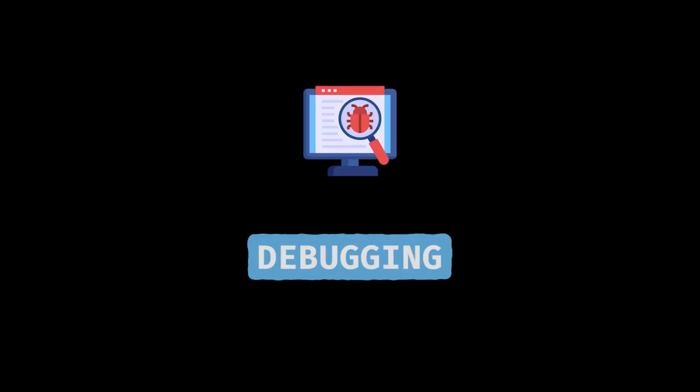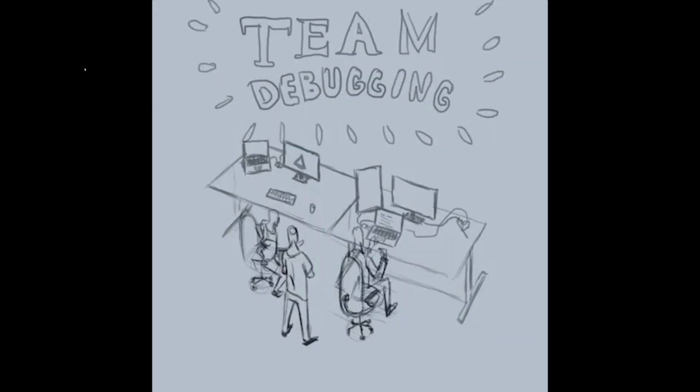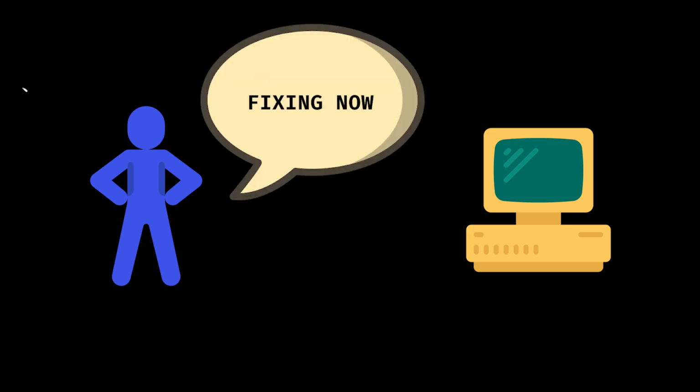And finally, the moment of truth, debugging. Now, this is the most underrated one. When your code doesn't work, and trust me, it will break, debugging is how you fix it. Debugging is basically you and your computer having a conversation. Your code says, I don't get what you're trying to do here. And you say, hold on, let me fix that.